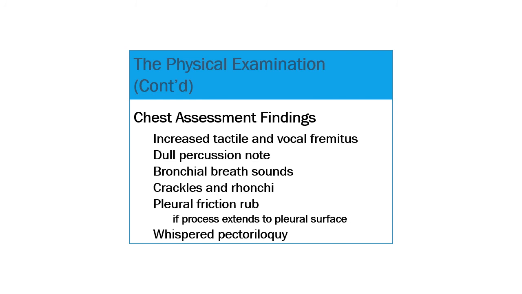The physical exam. Chest assessment: increased tactile fremitus and vocal fremitus, a dull percussion note over the area of consolidation, bronchial breath sounds over the consolidation, crackles and rhonchi where the consolidation is, rhonchi in the bronchi, pleural friction rub if the process extends to the pleural surface, and whispered pectoriloquy.